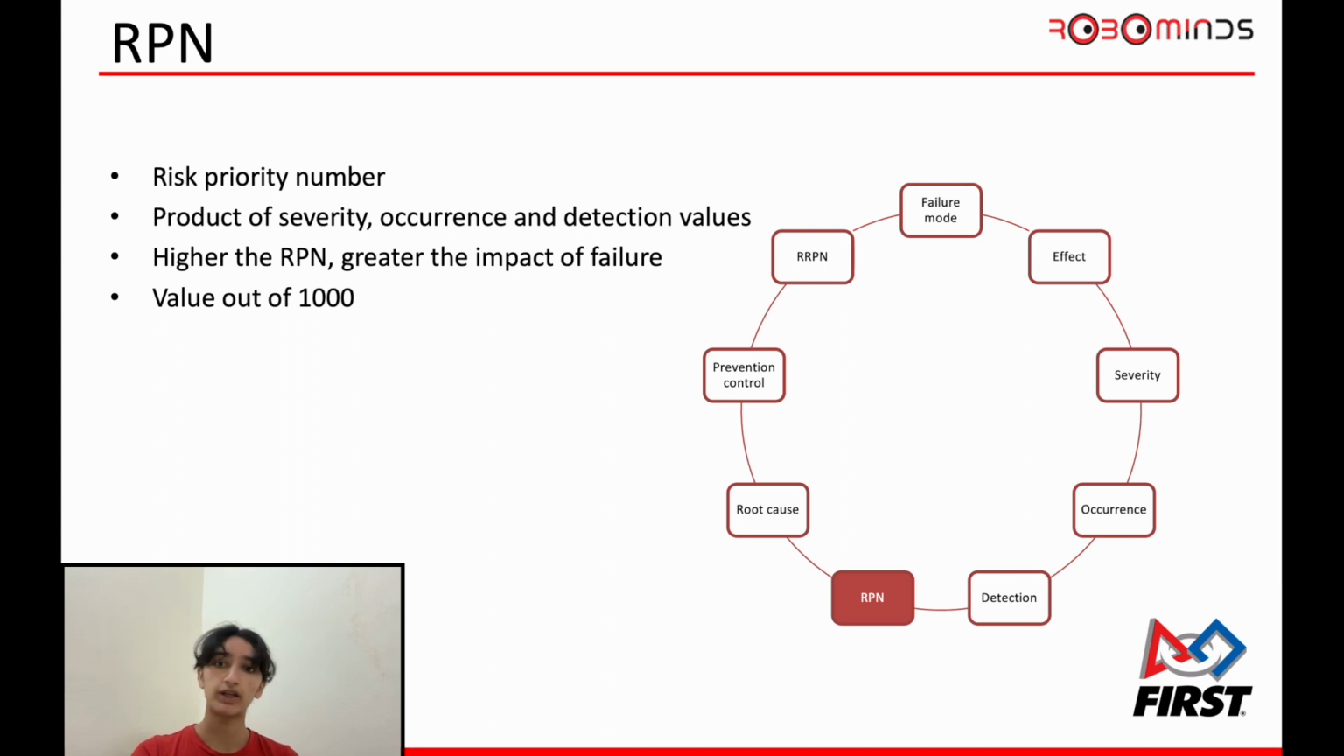RPN is the risk priority number. This is a multiplication of your severity value, your occurrence, and your detection values. It's out of 1,000. So the greater your RPN, the greater the impact of the failure on the system, because when your RPN number is high, your failure is more severe, it is occurring more often, and it is also detected frequently. So this makes your failure a threat to the overall well-being of the system. That's why the priority to solve this failure is important.